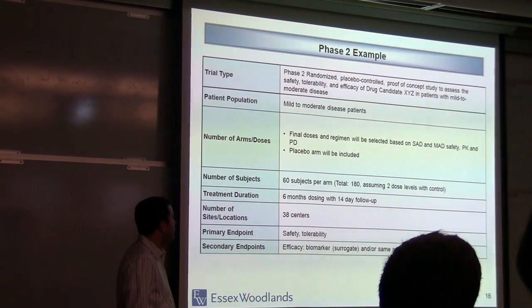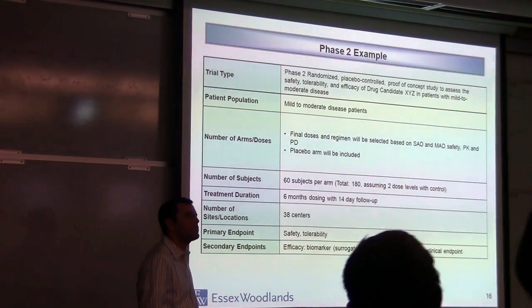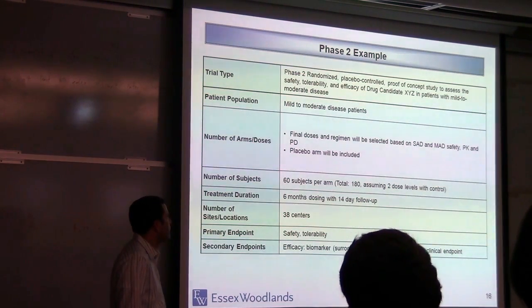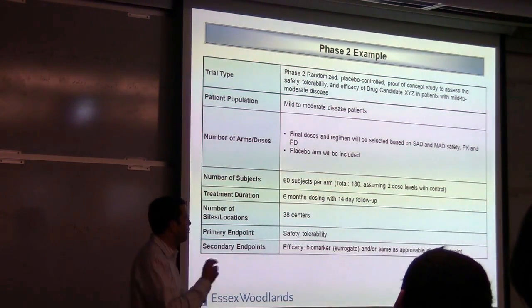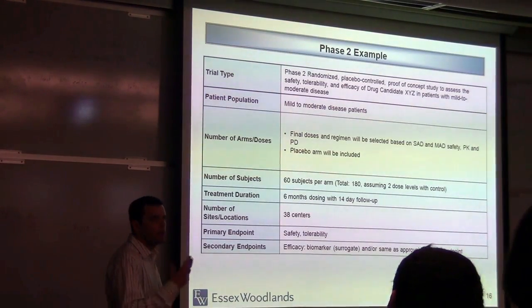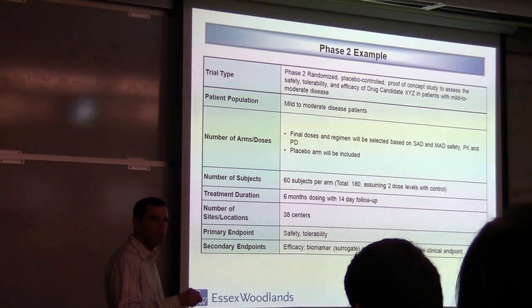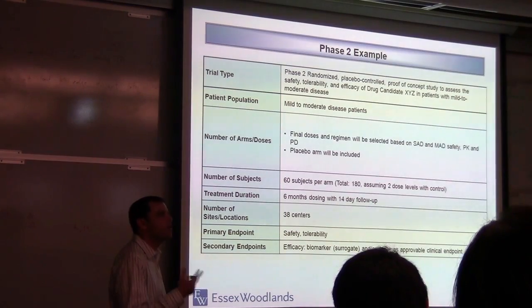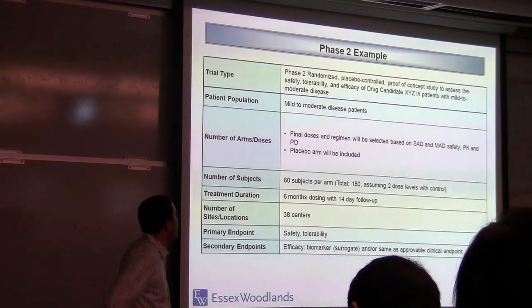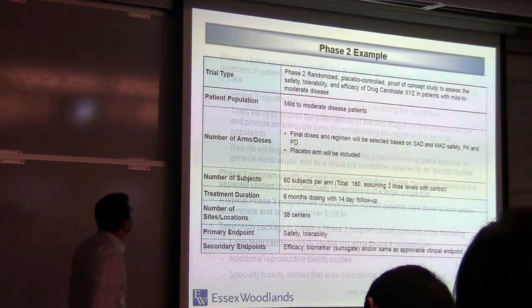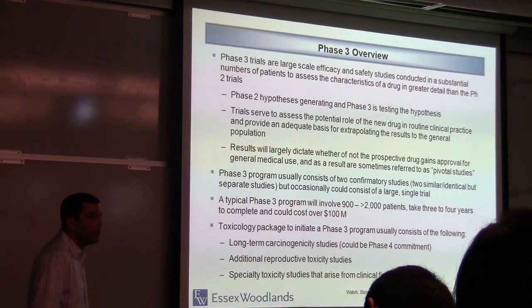And so a lot of times in phase 2, you talk about your primary endpoint, safety and tolerability, but you really are also looking at efficacy here, which may be your approvable clinical endpoint. But if it's not reasonable to look at that in a smaller, shorter duration study, you'll start looking at biomarkers and surrogates for that. So then you move on.